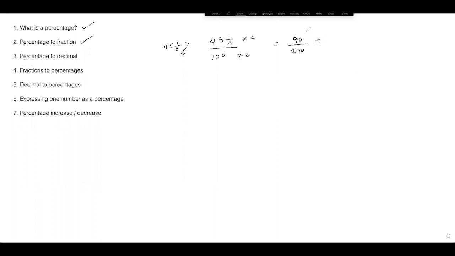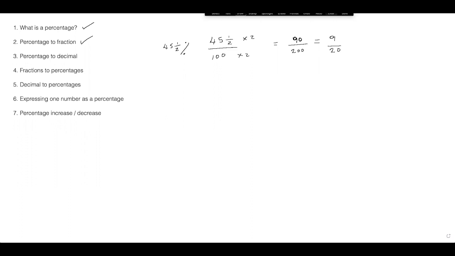Now you find a number that goes into both. We know 10 goes into 90 9 times, and 10 goes into 200 20 times. So 45.5% converted to a fraction gives you 9 over 20 in its lowest form.